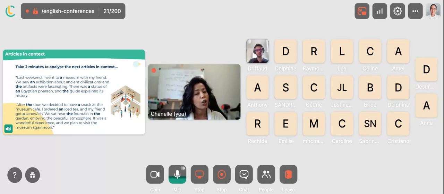So let's look at it in context. So let's take 2 minutes to analyze the next articles in context. Last weekend, I went to a museum with my friend. We saw an exhibition about ancient civilizations, and the artifacts were fascinating. There was a statue of an Egyptian pharaoh, and the guide explained its history.